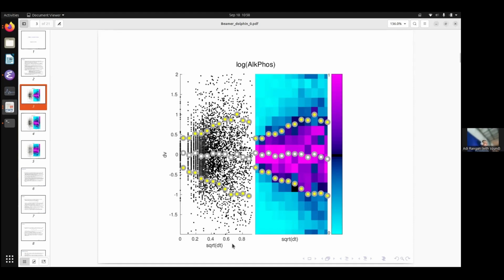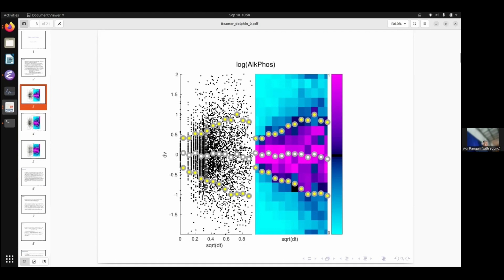And what I've done here is I've plotted the data collected across all 136 dolphins. And every point here represents what? Represents an increment between two measurements of a particular dolphin. So the horizontal axis is the square root of the time step between the previous measurement and the subsequent measurement. And the vertical value is the increment in the alkaline phosphatase level. So I'm plotting here the changes in alkaline phosphatase, vertical, versus the changes in time, horizontal.